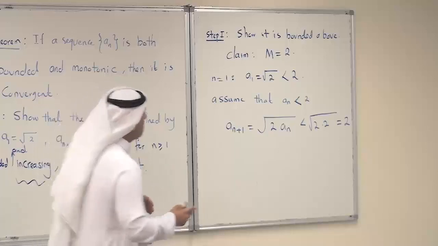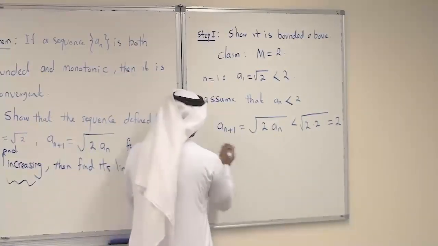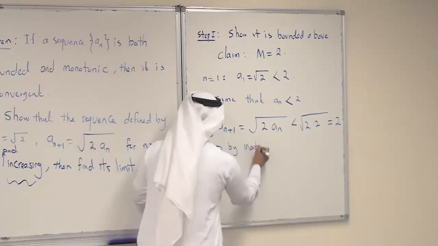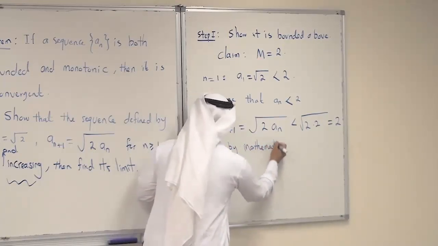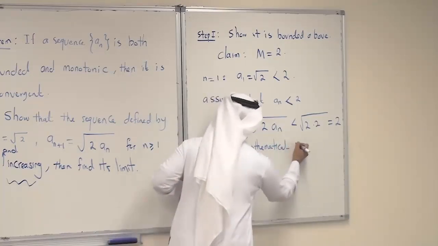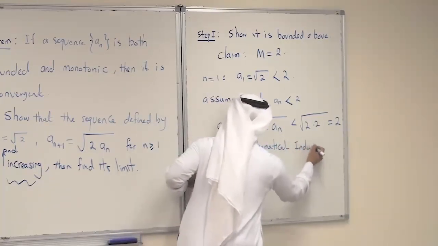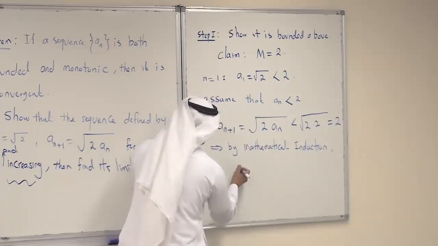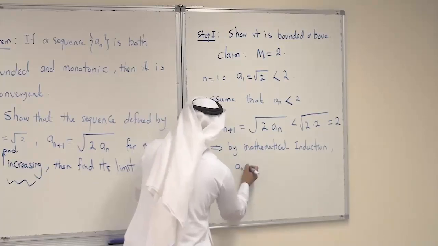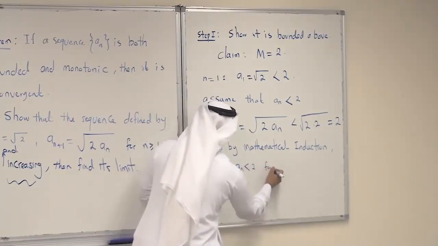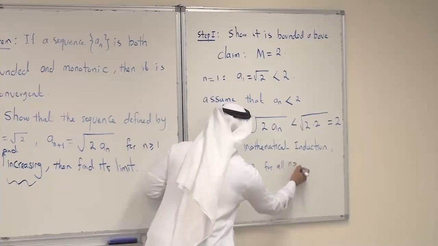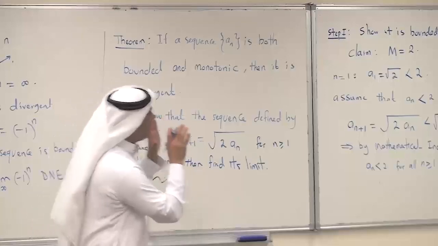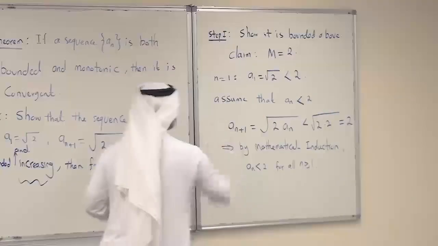So what can we conclude now? By mathematical induction, we have an is less than 2 for all n greater than or equal to 1. Okay, fine. This is one thing. So we proved the boundedness. We saw that this sequence is bounded above by the number 2.